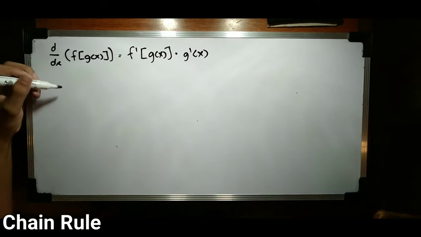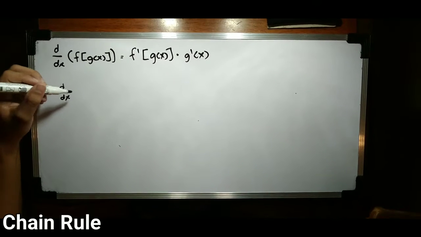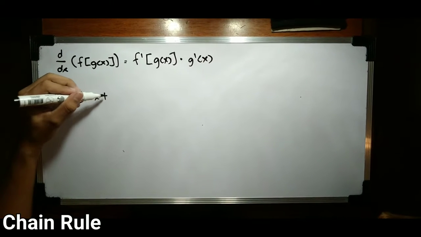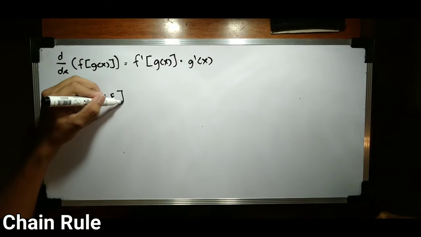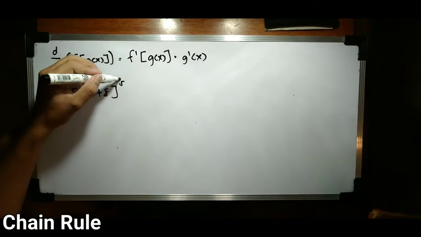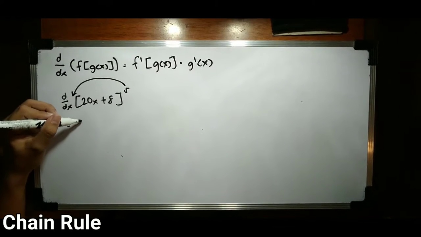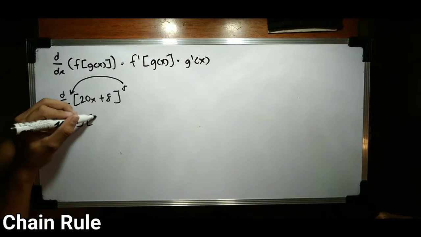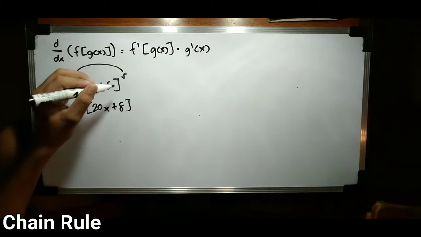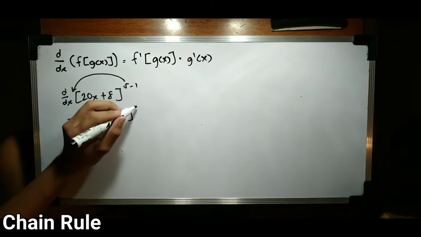So for example, I have the derivative of 20x plus 8 raised to 5. Then this exponent will be moved to the left side. So this will become 5 times 20x plus 8 raised to 4, since this will be subtracted by 1 and this will become 4.